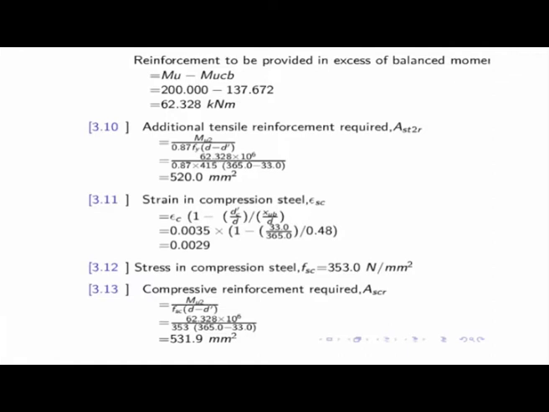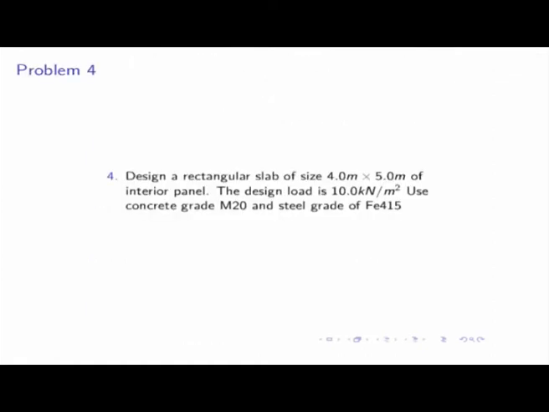Okay. So next, let us come back to another problem. Design a rectangular slab of size 4 meter into 5 meter, an interior panel. Design load is 10 kN per square meter. I have directly taken 10 kN per square meter.